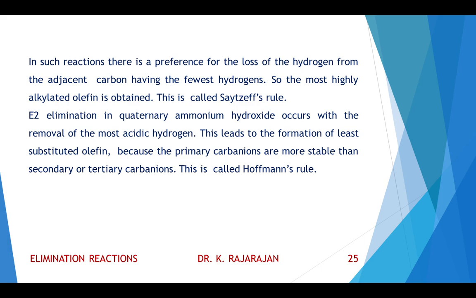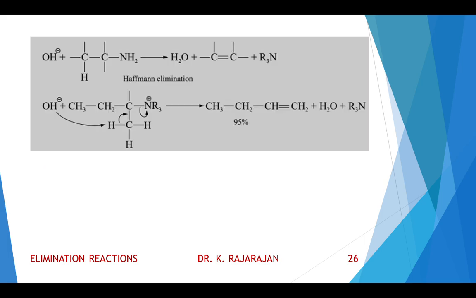E2 elimination in quaternary ammonium hydroxide occurs with the removal of the most acidic hydrogen. This leads to the formation of the least substituted olefin, because primary carbanions are more stable than secondary or tertiary carbanions. This is what is called Hofmann's rule. So on the screen you are seeing the Hofmann elimination.